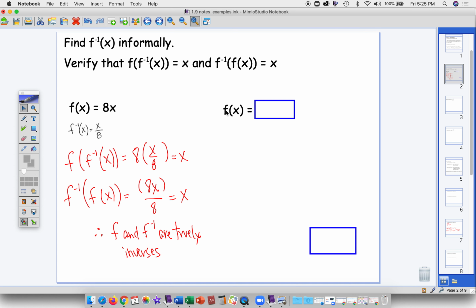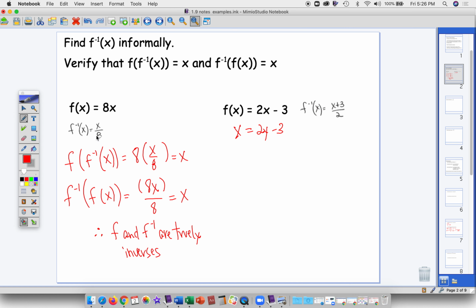Okay, let's try another example. So here I have 2x minus 3. So remember, to find an inverse, you're interchanging x and y, and solving for y. So if I rewrote this as x is equal to 2y minus 3, to solve for y, I would be adding the 3 and dividing by 2, which gives me f inverse equal to x plus 3 over 2.